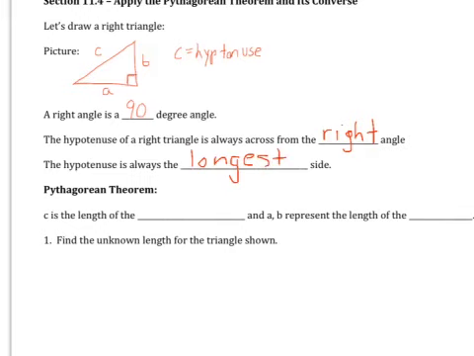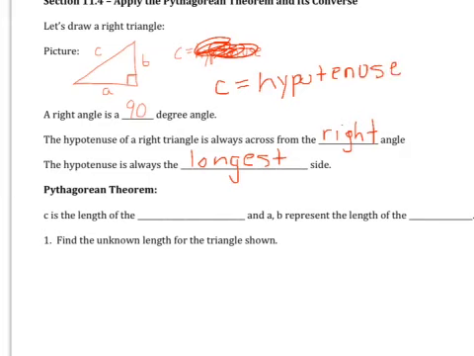Oh, I realized that I spelled hypotenuse wrong up there. Let's fix that really quick. No, it's not letting me erase. All right. We'll just scratch it out and we'll spell it right. So, hypotenuse. There we go. With an E.